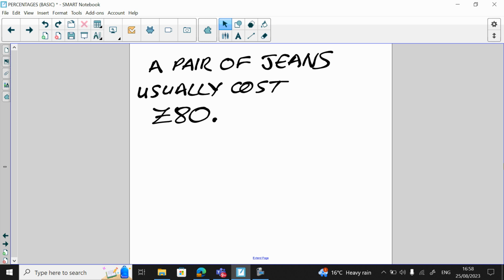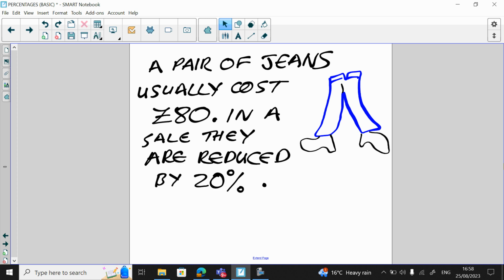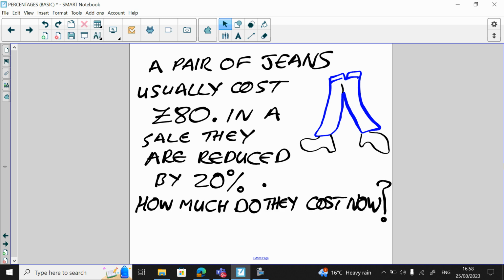So we've got a pair of jeans, usually cost £80. There's your pair of jeans. That's information. And a sale, they're reduced by 20%. That's a further piece of information. Don't have a question yet. Here's the question. How much do they cost now?